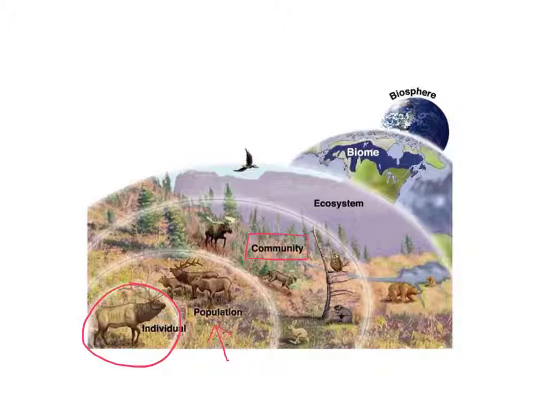On a larger scale, all these communities also interact with their habitat, or the non-living part of the environment. So when we add the living and the non-living parts of an ecosystem, we call that an ecosystem. And finally, the study of the interactions between all the biotic and abiotic factors in a given area is called ecology.